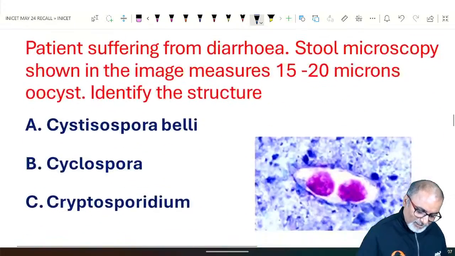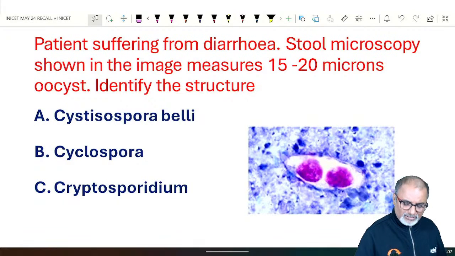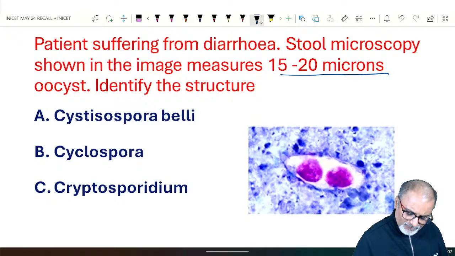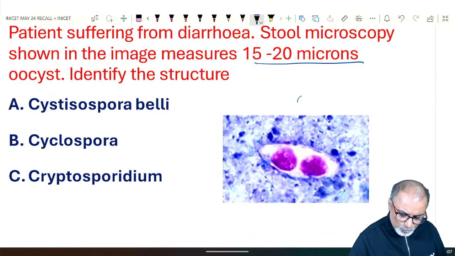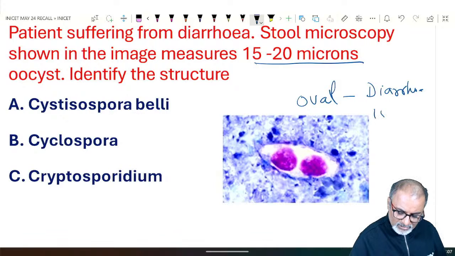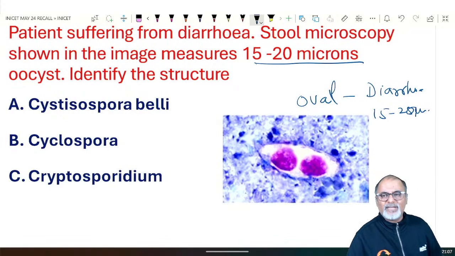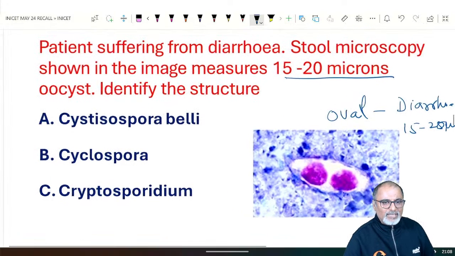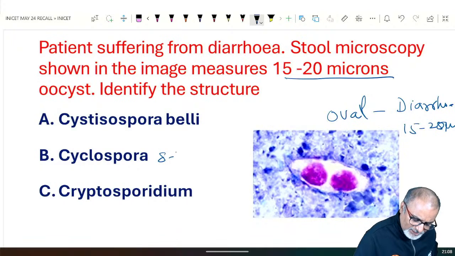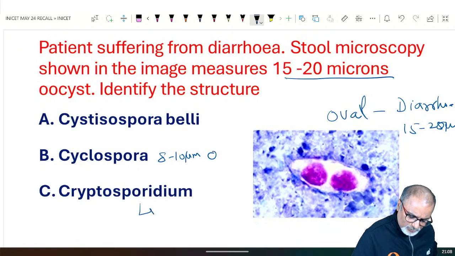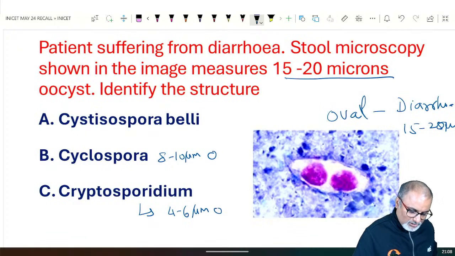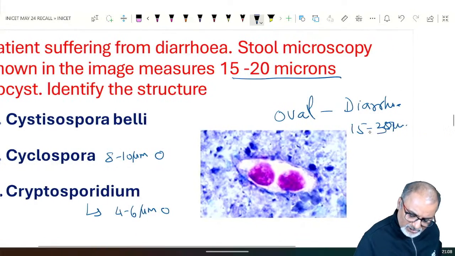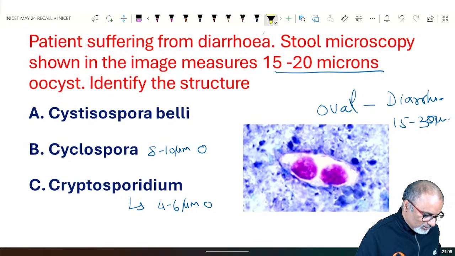Next is patient suffering from diarrhea. Stool microscopy shown in the image, 15 to 20 micrometers oocyst, identify the structure. I don't know if it's the same picture or a different picture, but oval. People said oval, diarrhea, 15 to 20 microns. My notes have 15 to 30 microns. In case of Cyclospora, 8 to 10 microns, round. Cryptosporidium, 4 to 6 micrometer, round. Cystoisospora, 15 to 30 micrometer. Yes, you can go for Cystoisospora. 15 to 30 was there.